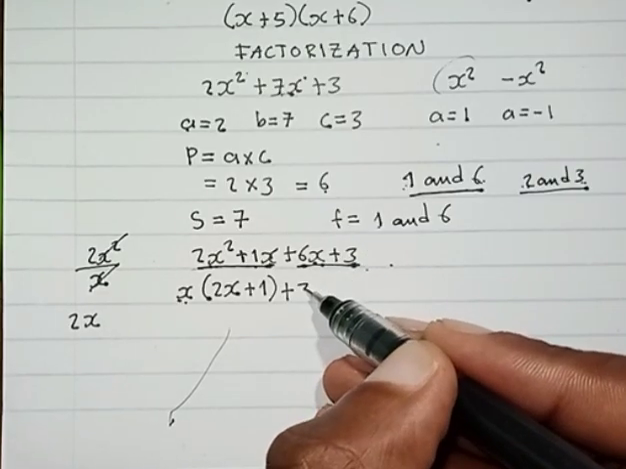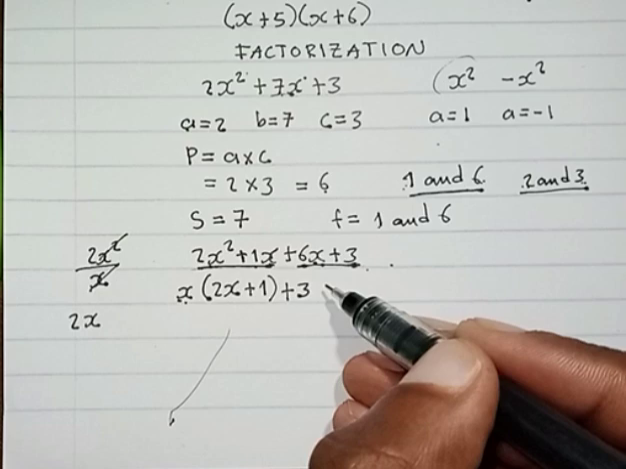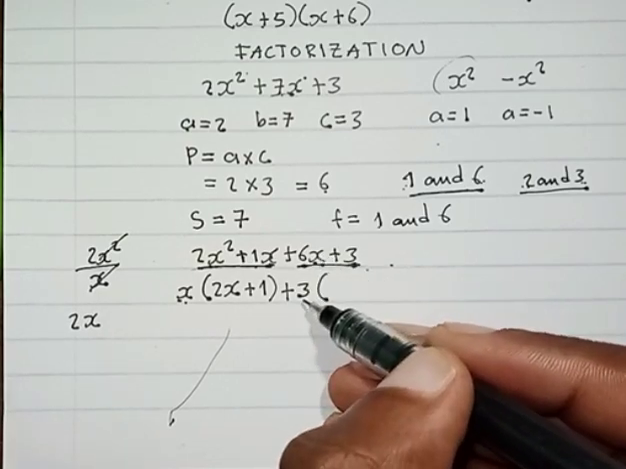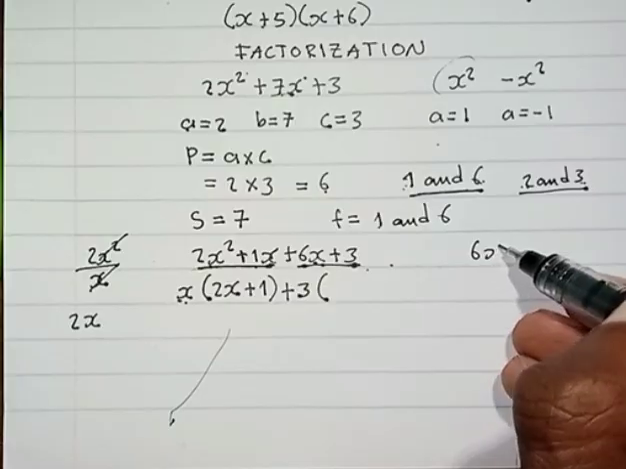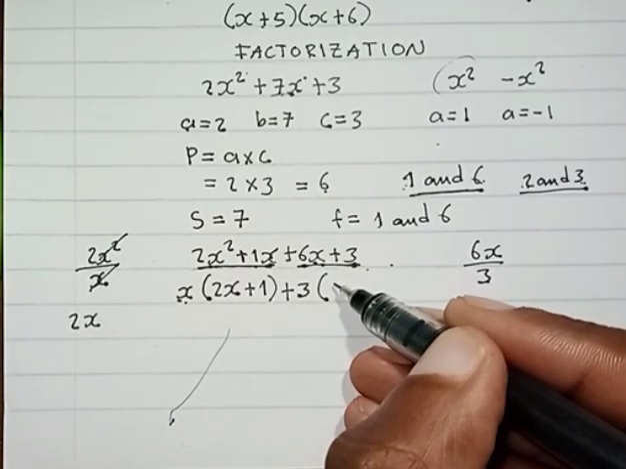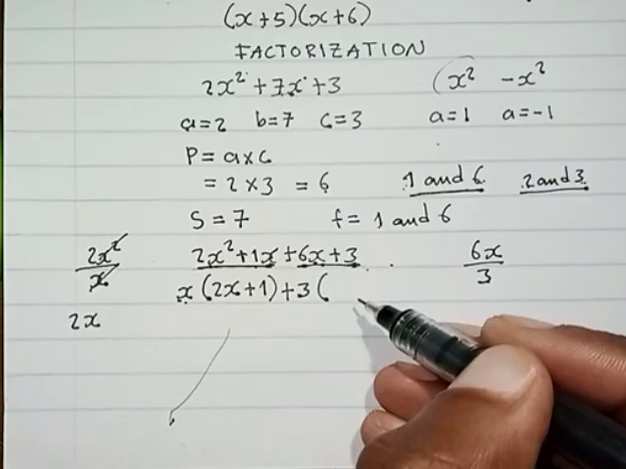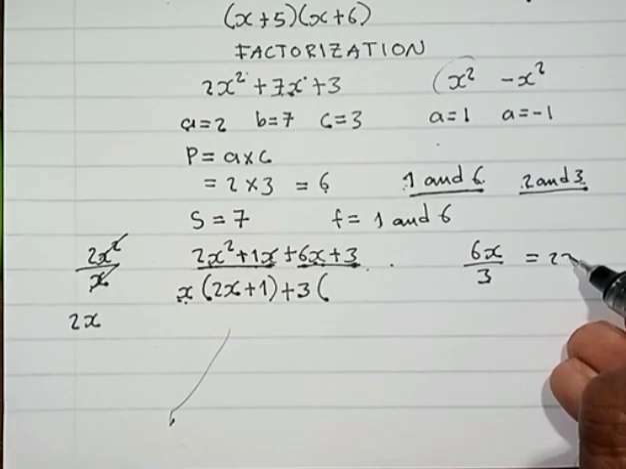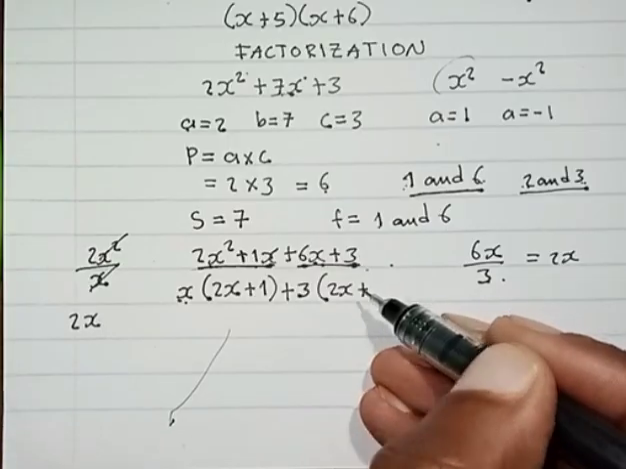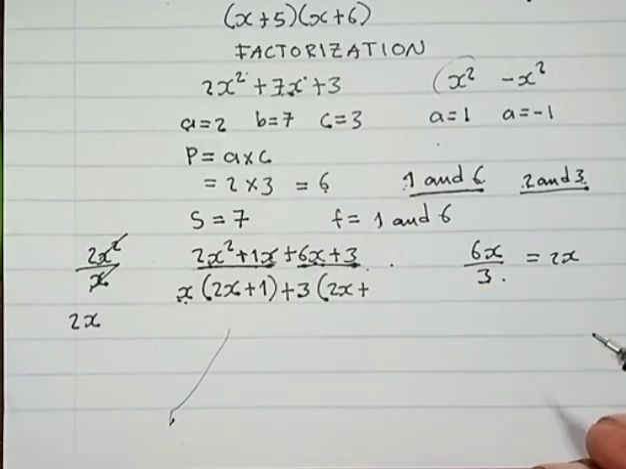So we say positive 3 is common. Now we can open parentheses, then we start dividing. 6x divided by 3. 6 divided by 3, the answer is 2. So we're just going to remain with 2x. The x is not going to divide anything. So we have 2x plus, then 3 divided by 3, we have 1, like that.